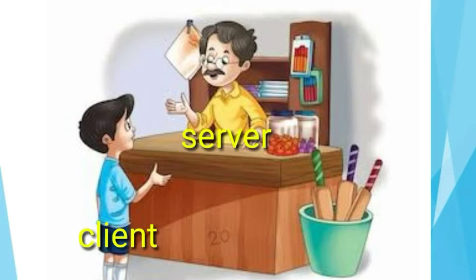If the request is valid, then the server sends the response to the client. Okay. So, client is the one who requests the product and server is the one who fulfills the request of the client. Okay. So, this is the example of client and server.